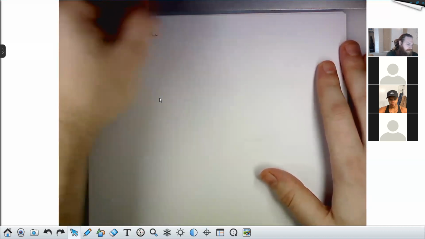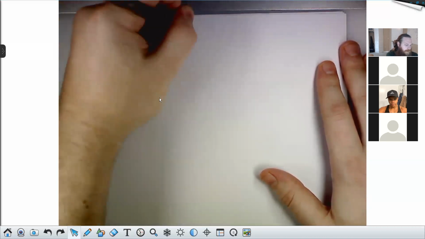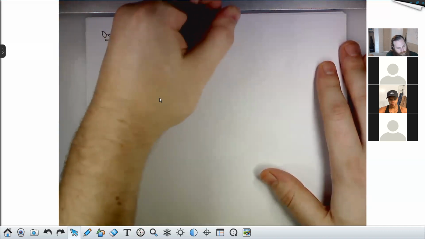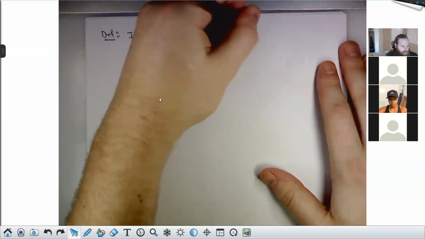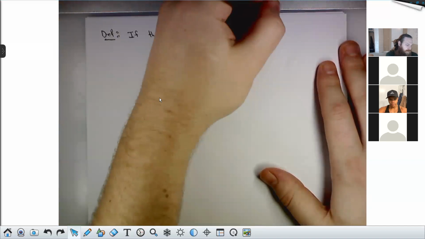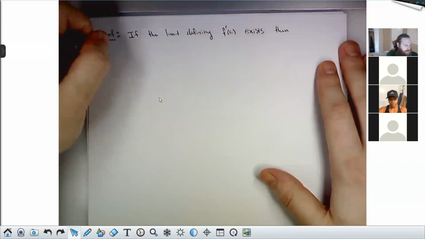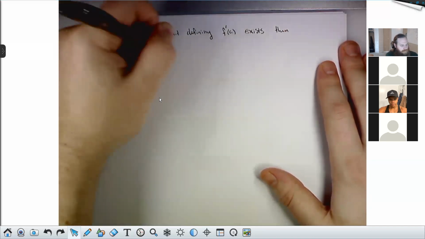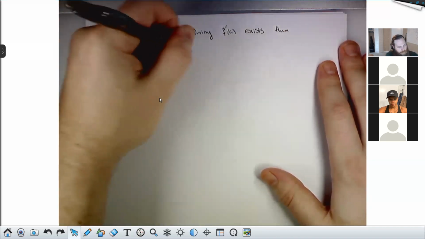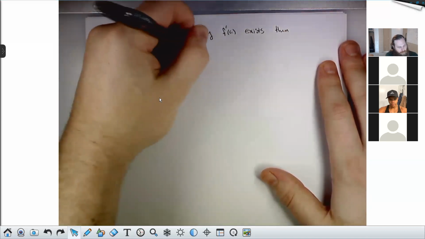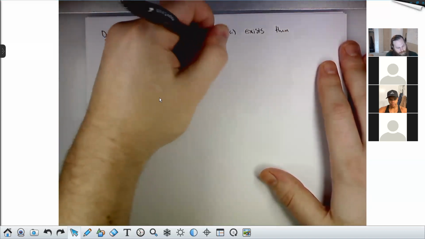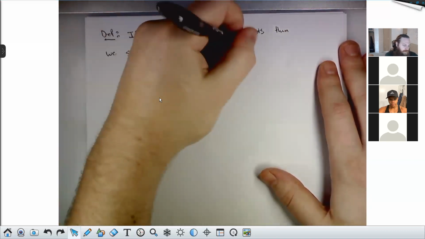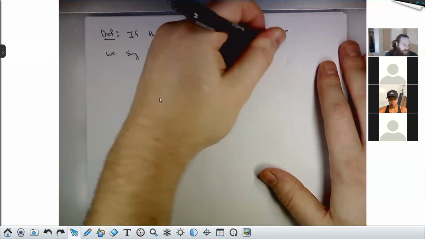If the limit defining f prime of a exists, then we say f of x is differentiable, meaning it can be differentiated at x equals a.